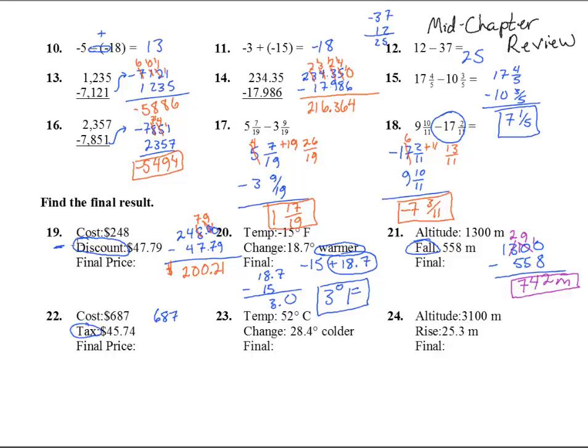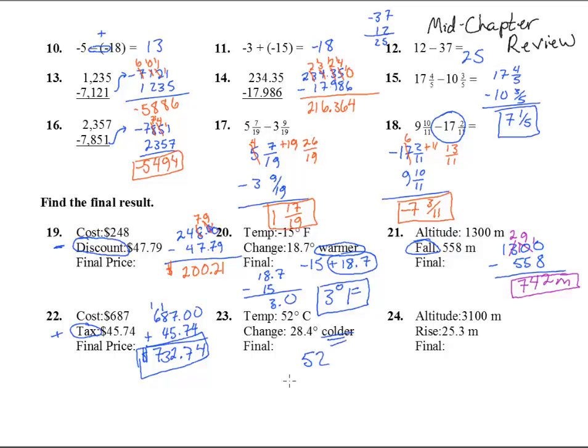Tax, is that this? No, it's not a discount. This is adding on to it. So this is a plus problem. 45.74. So we're going to add those. Notice we don't have to borrow at all because 0 plus 4, just 4. 0 plus 7 is 7. 7 plus 5 is 12. 10 of those 12 go up here and make another 10. 1 plus 8 is 9, plus 4 is 13. Carry the 1, 7. So we have $732.74. So now we're at 52 degrees, and we are taking 28.4 colder.